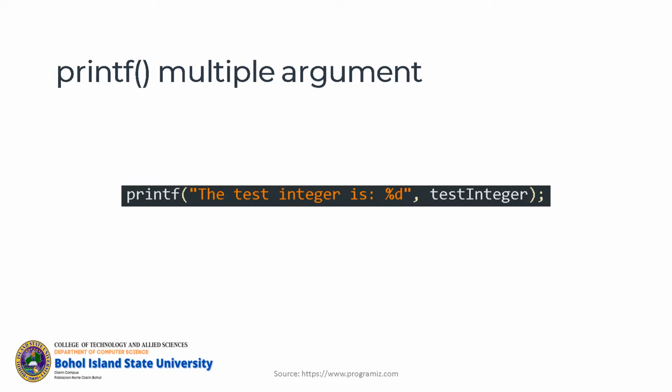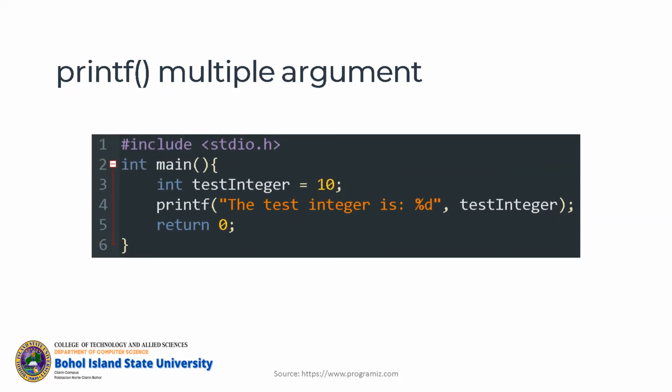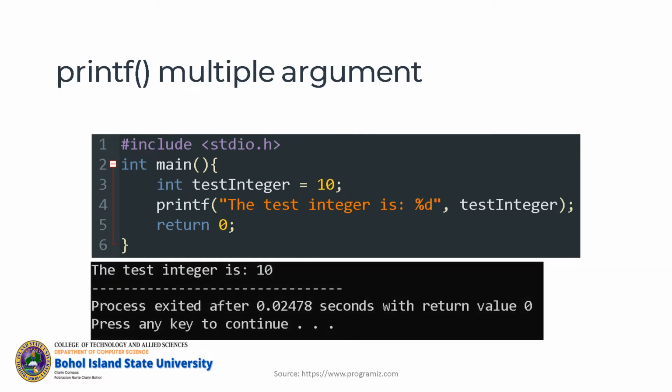As you can see, we have two arguments. The first argument is the string message "the test integer is", and the second argument is the test integer variable. The two arguments are separated by a comma. Now, if we run the code, this will be the output.